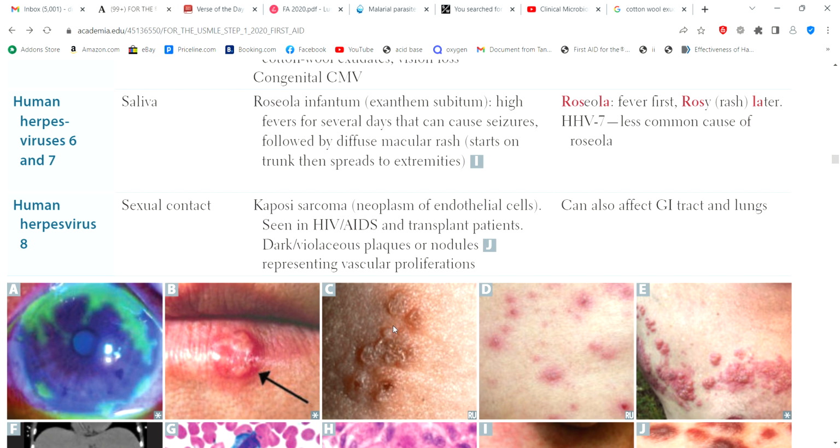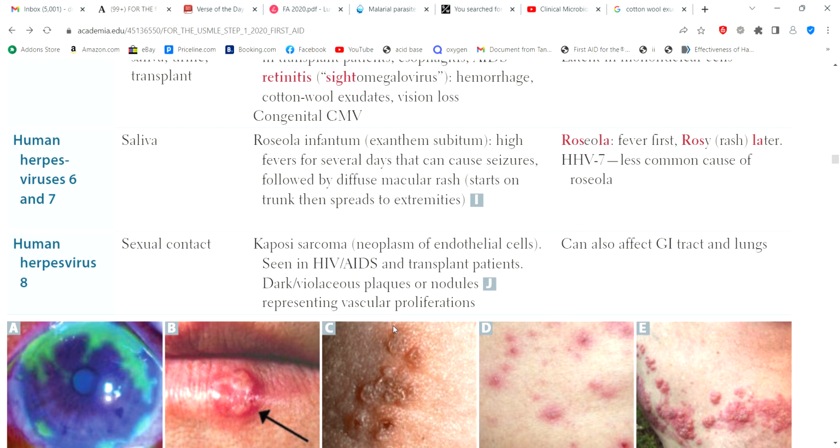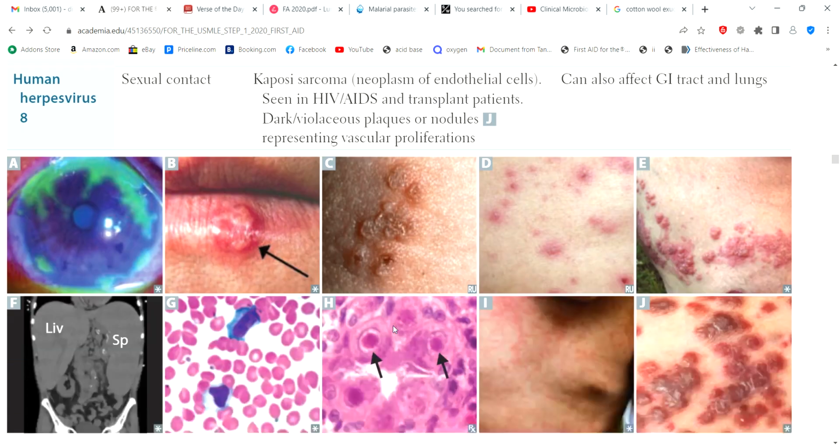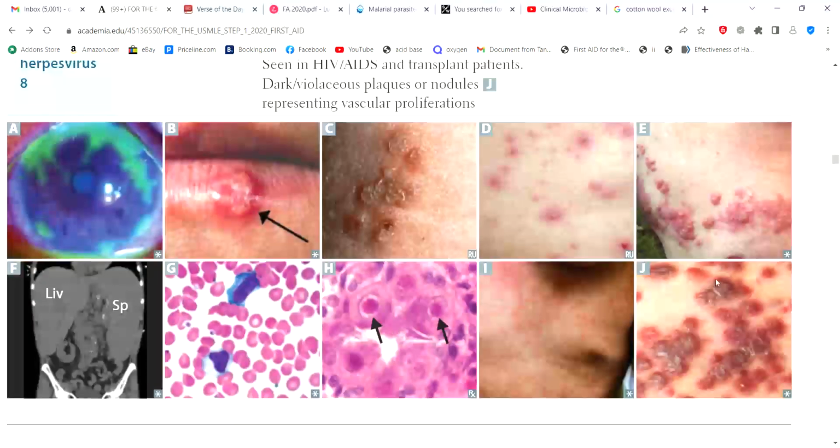Human herpes virus 6 and 8 pass by saliva. It causes roseola infantum. High fevers for several days that can cause seizures, followed by a diffuse macular rash. It starts on the trunk and spreads to the extremities. Right here, it starts on the trunk and spreads to the extremities.